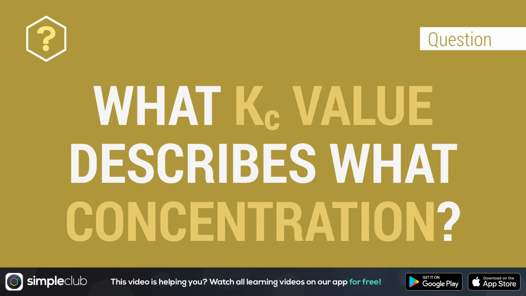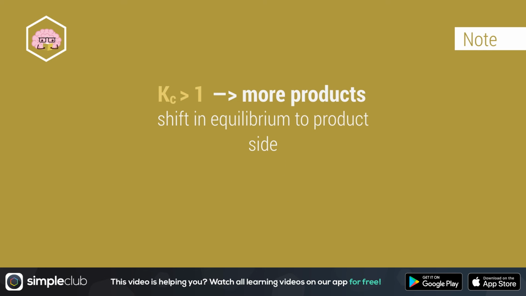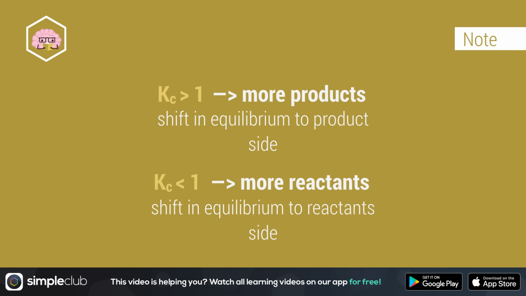Remember, if the Kc value is greater than 1, the equilibrium lies on the product side. So we have a much higher concentration of the products. Otherwise, if Kc is smaller than 1, we can conclude that the equilibrium lies on the side of the reactants. Then we have a higher concentration of the reactants. Does everything make sense up to here? Great, because that's all we want to cover today.